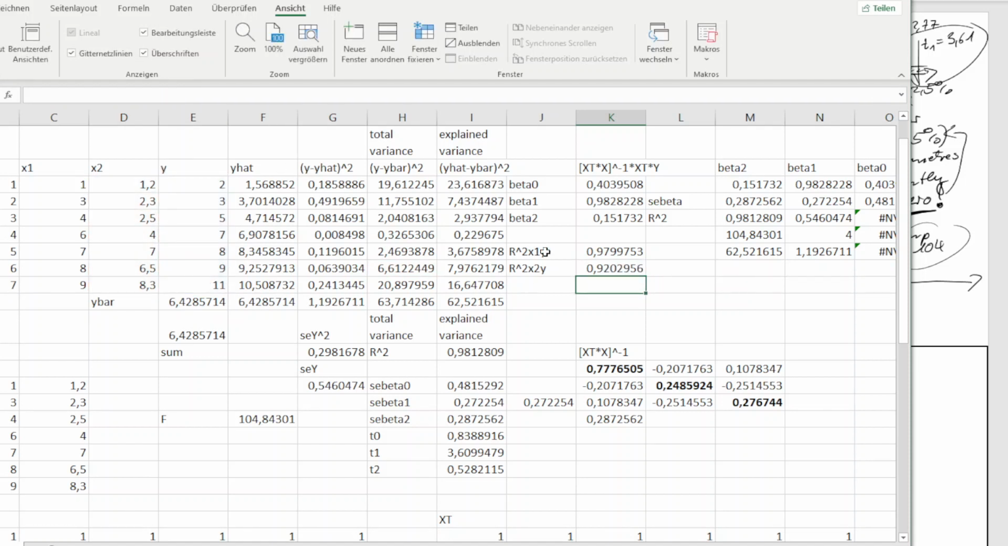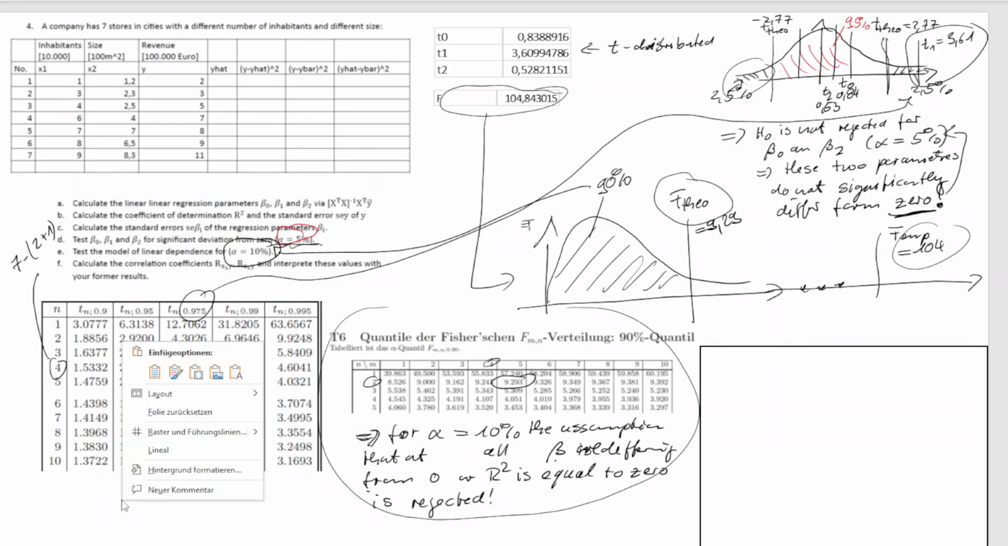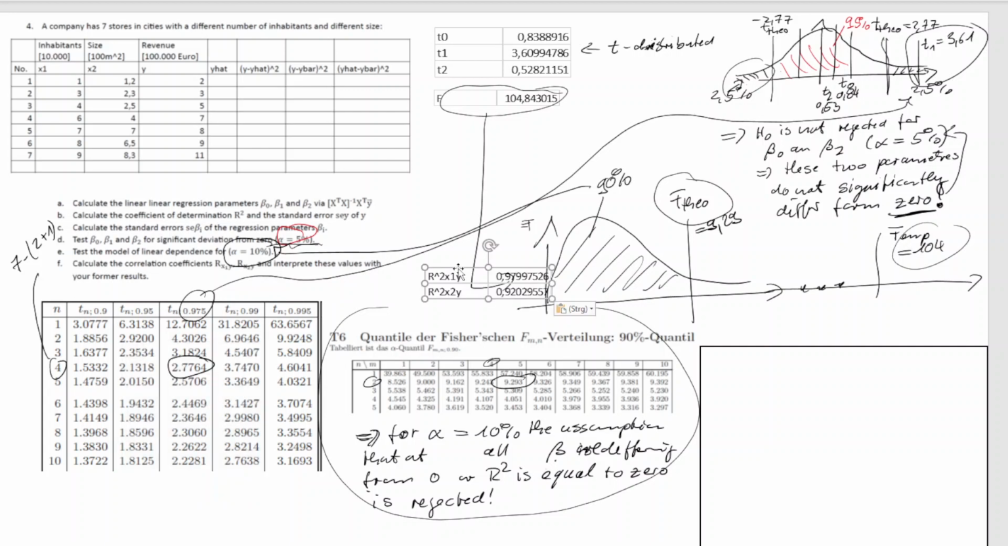So, what we see here is, well, both x values are highly correlated with our revenue. So from a descriptive point of view, we would say both variables are very important to determine our revenue in our stores, because we have here 98 and 92%, more or less explaining our y.